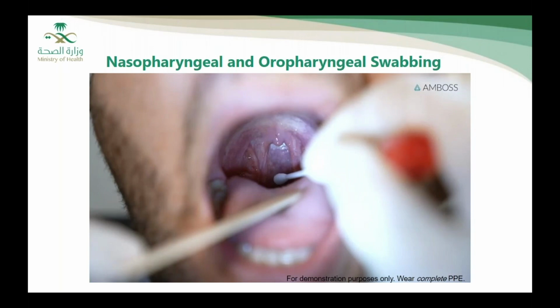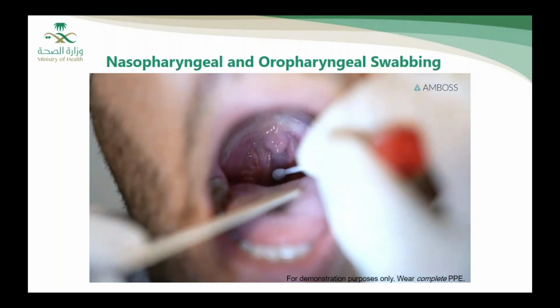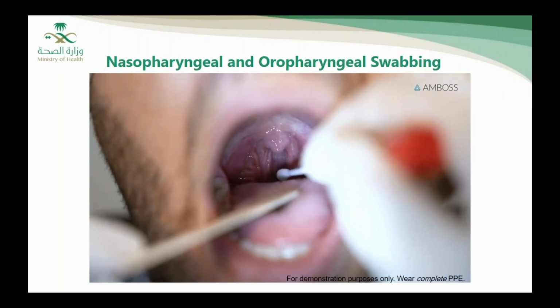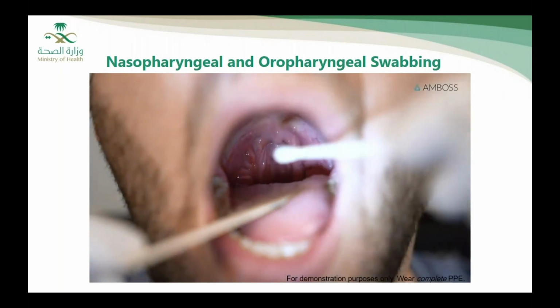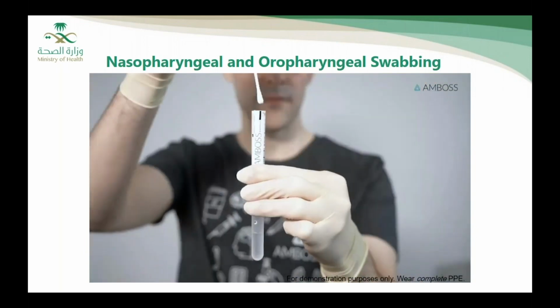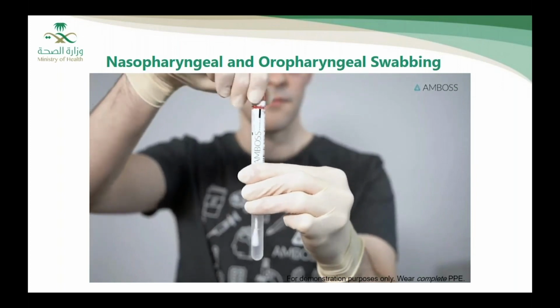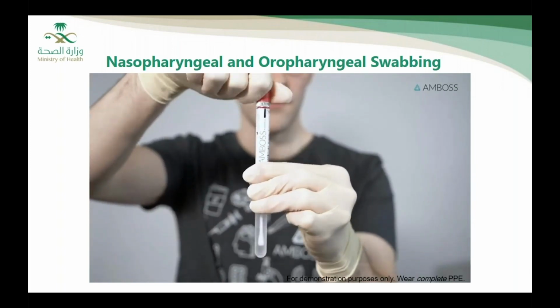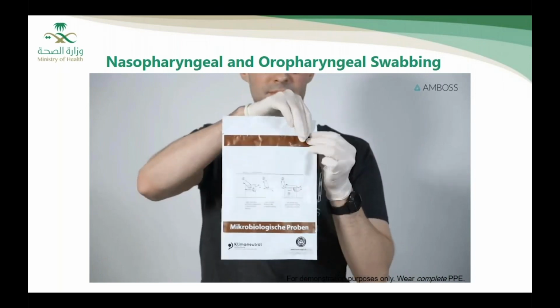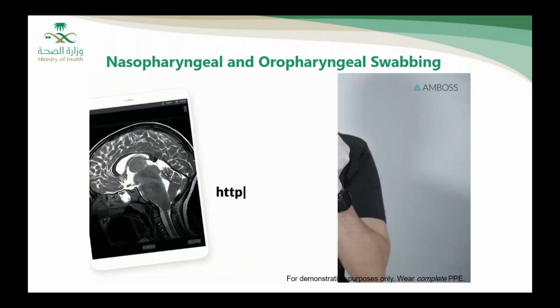Collect the sample from the back wall of the throat. Twist the swab shaft gently but thoroughly, sampling the oropharyngeal wall. Just as with the nasopharyngeal swab, the oropharyngeal swab should now be placed into the sample collection tube and sent to the laboratory as quickly as possible.